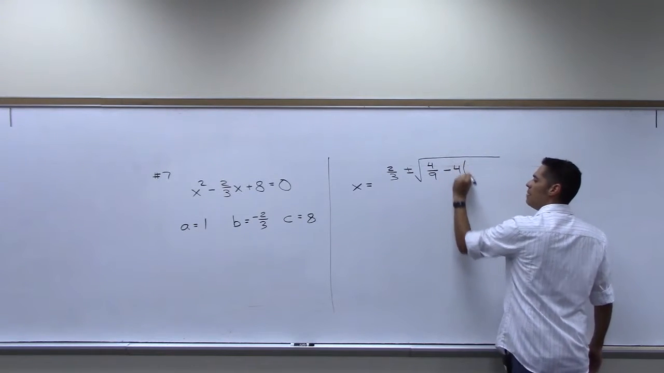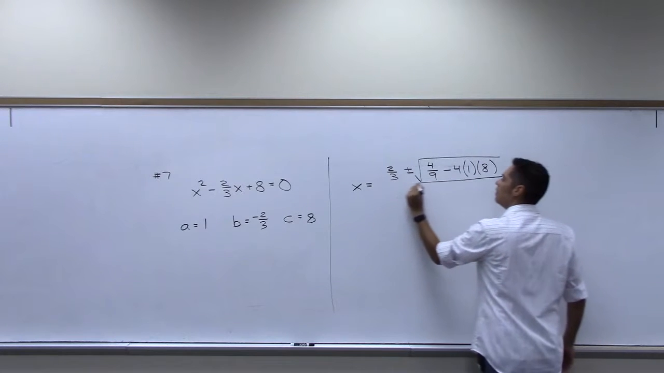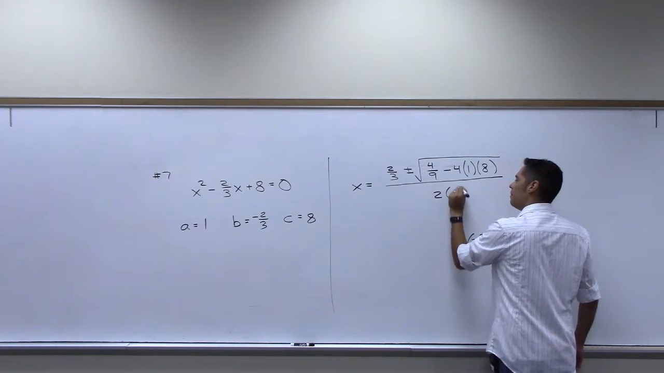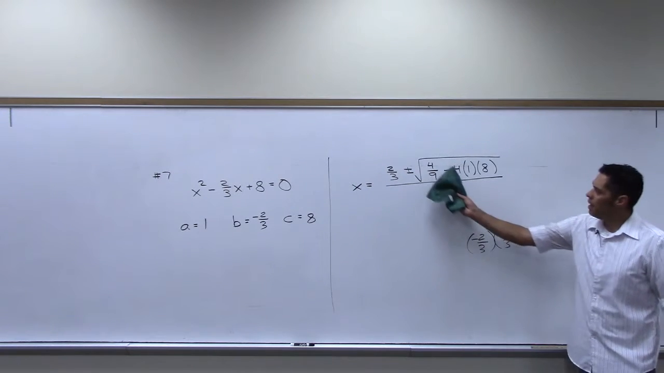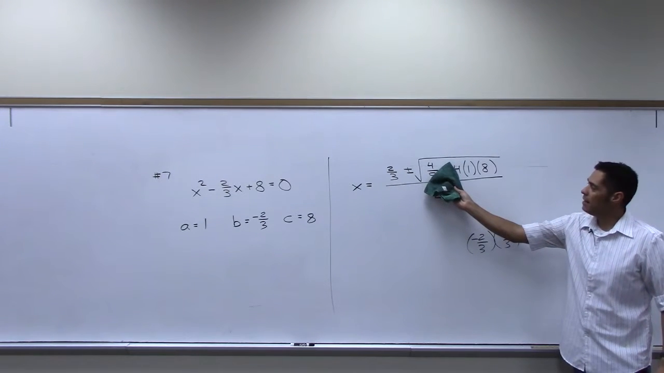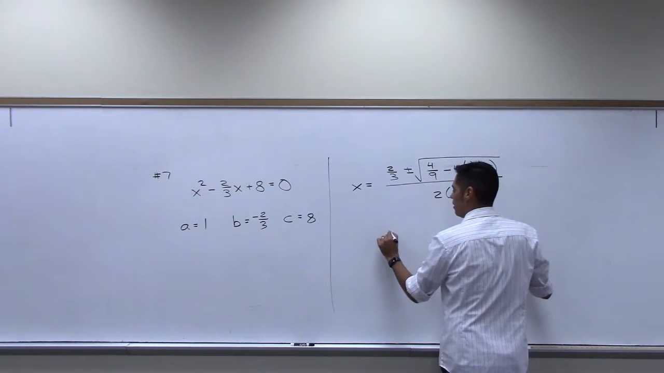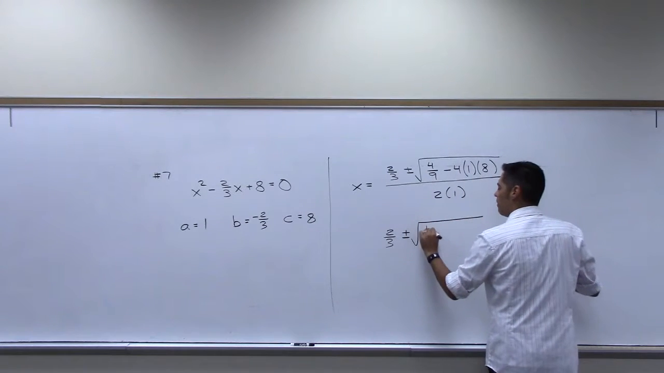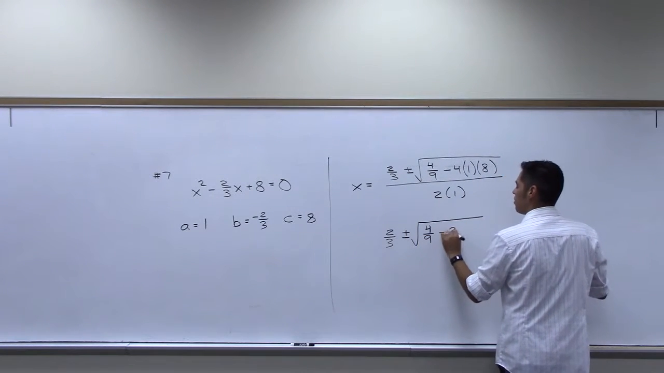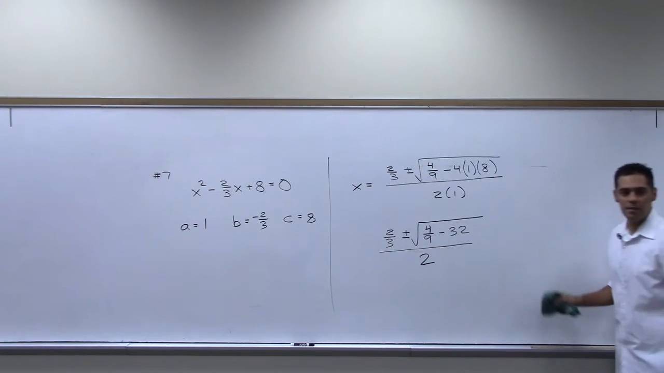Minus 4 times a times c, like that, all over 2 times a. If I cover up the minus sign there and do 4 times 1 times 8, I should get 32. So your next line should look like this: 2/3 plus or minus the square root of 4/9 minus 32, all over 2. You okay up to there?